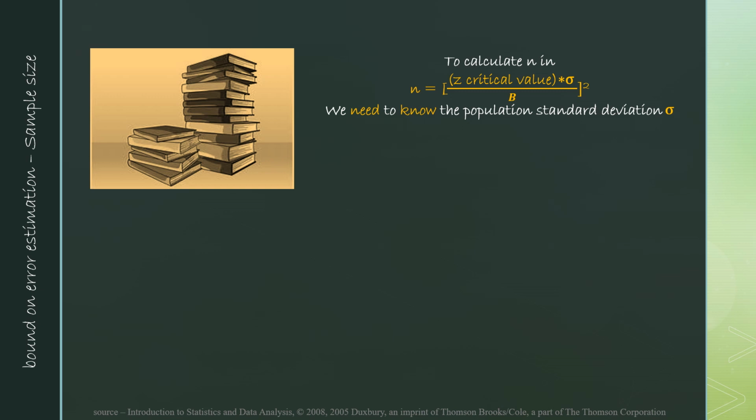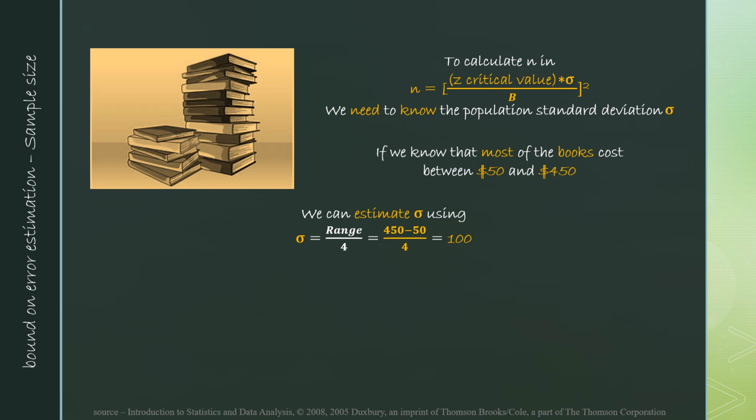To calculate n equals (z critical value multiplied by sigma divided by b) the whole squared, we need to know the population standard deviation sigma. If we know that most of the books cost between $50 and $450, we can estimate sigma using sigma equals range divided by 4, which equals (450 minus 50) divided by 4, that equals 100.